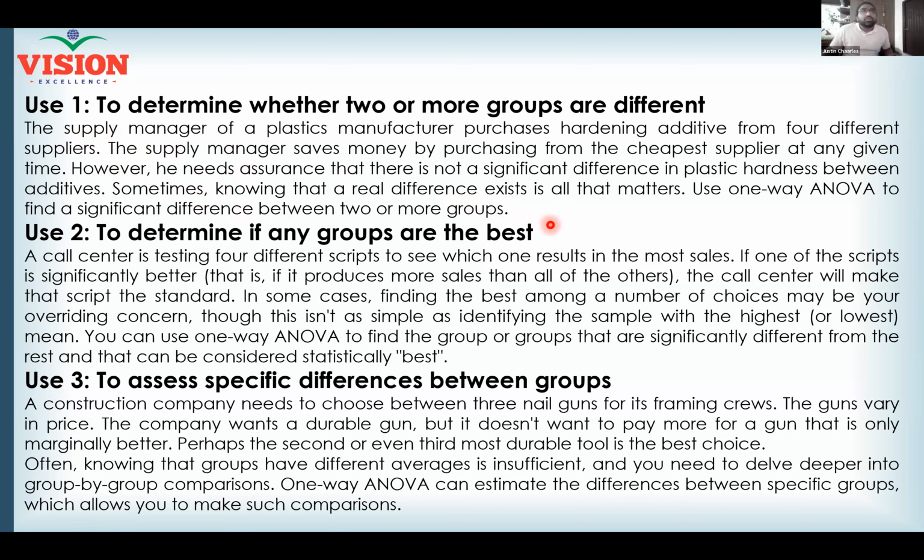To determine whether two or more groups are different. The supply manager of a plastic manufacturer purchases hardening additive from four different suppliers. The supply manager saves money by purchasing from the cheapest supplier at any given time. However, he needs assurance that there is not a significant difference in plastic hardness between additives.